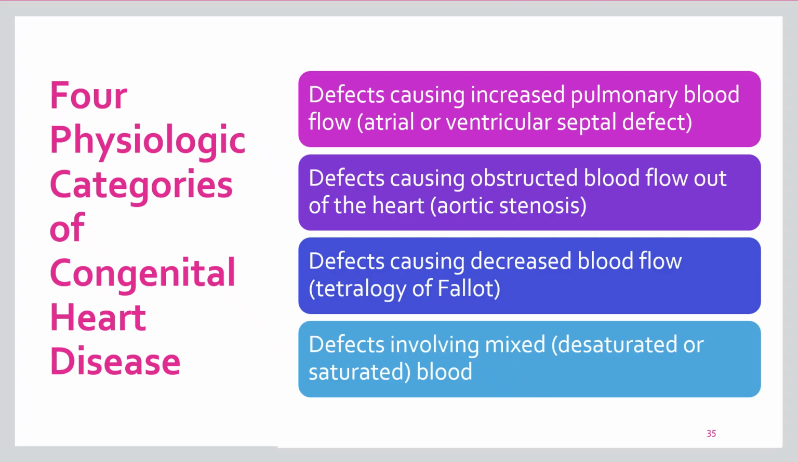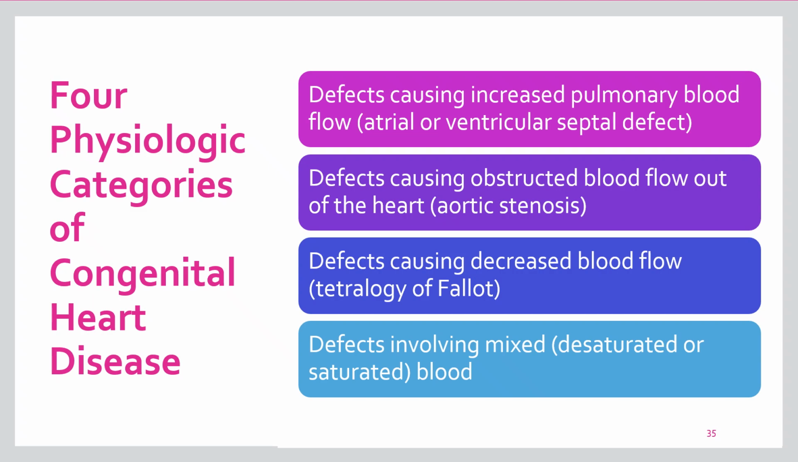Defects causing obstructed blood flow out of the heart, so that's because of aortic stenosis. Blood is being produced, but blood is not going to the extremities, to the other parts of the body, because there is some stenosis in the aorta. Defects causing decreased blood flow, so tetralogy of Fallot. Some defects can cause decreased blood flow.